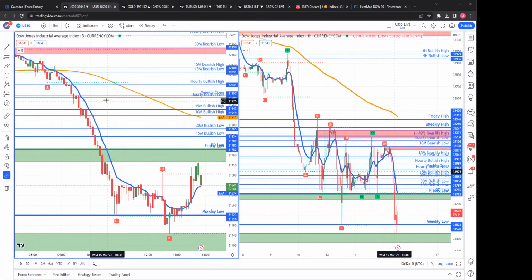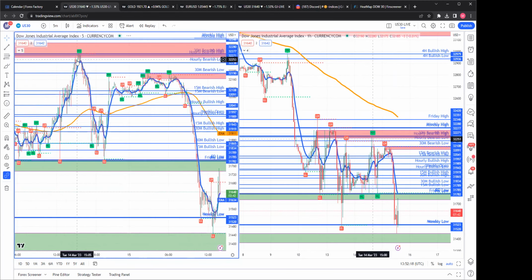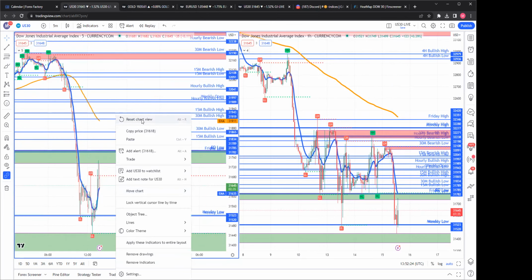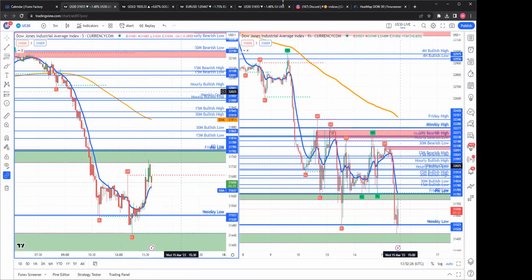We should have ideally also for US 30 caught the sell at the hourly bearish high, and from then on price just melted down. Unfortunately our pending orders didn't fill that trade.